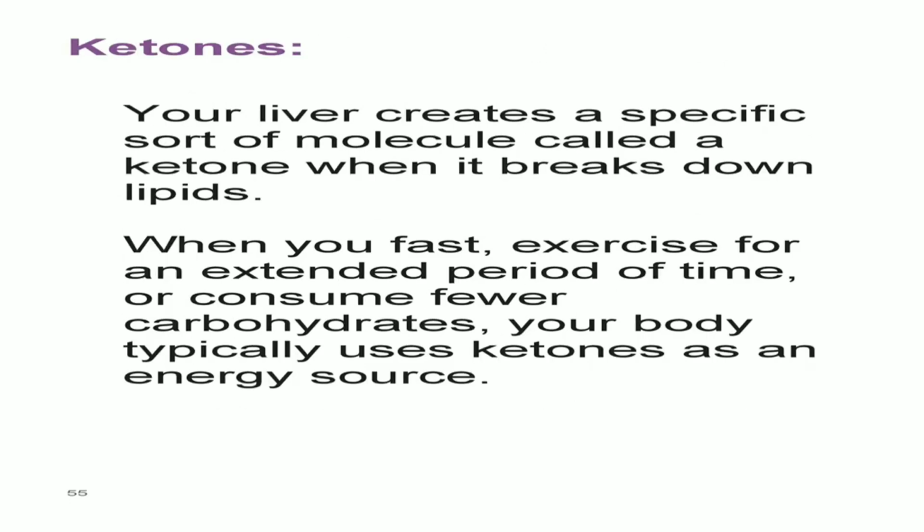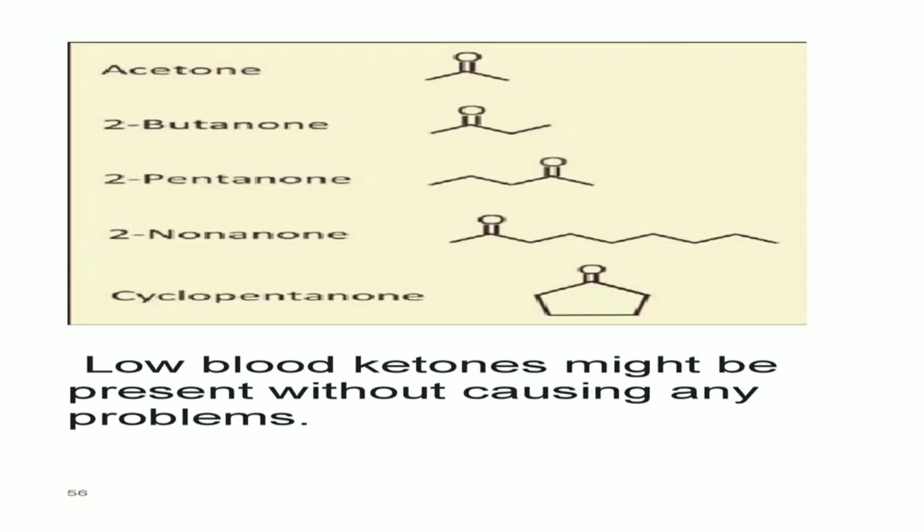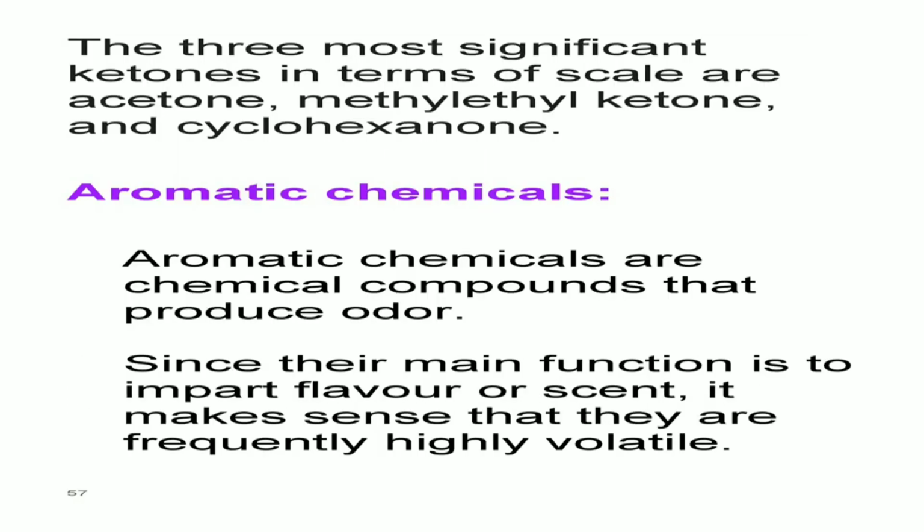Ketones. Your liver creates a specific sort of molecule called a ketone when it breaks down lipids. When you fast, exercise for an extended period of time, or consume fewer carbohydrates, your body typically uses ketones as an energy source. Low blood ketones might be present without causing any problems. The 3 most significant ketones in terms of scale are acetone, methyl ethyl ketone, and cyclohexanone.